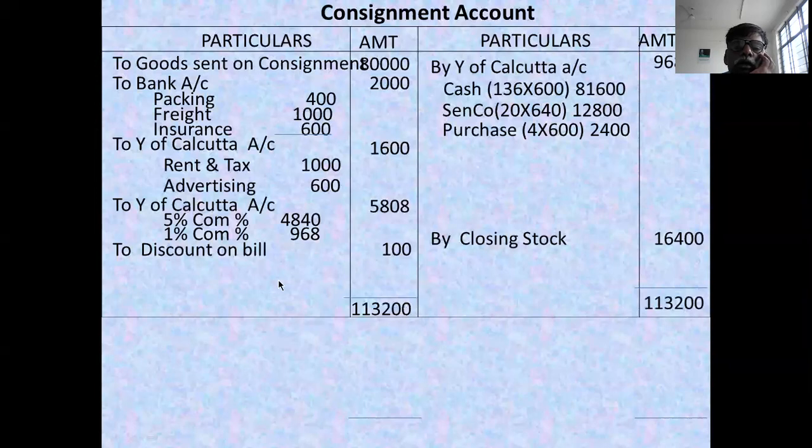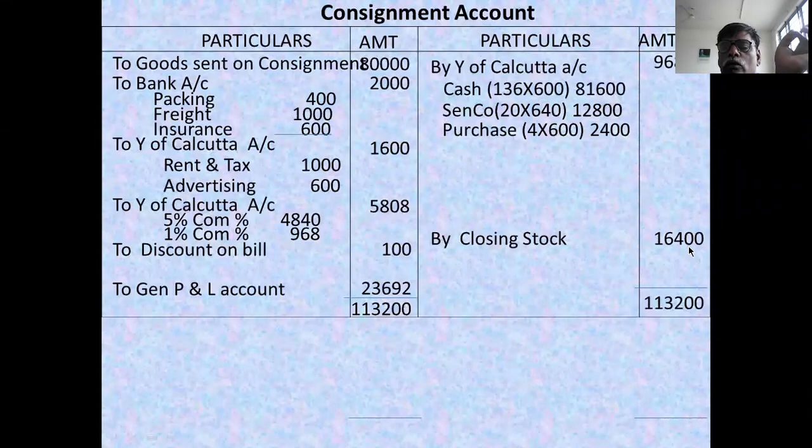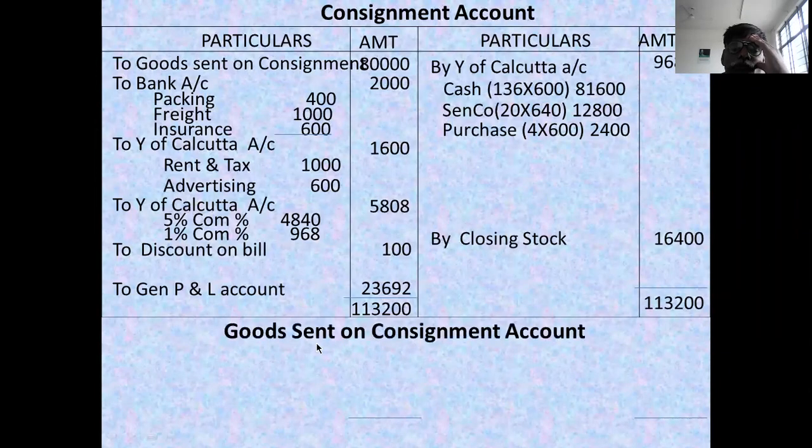Close this account, total is this much. Whatever balance comes, that balance you transfer to the general P&L account. This is the general P&L account. Okay, first account clear. Clear right now? 16,400. I'll show the working note. Then come to the next.